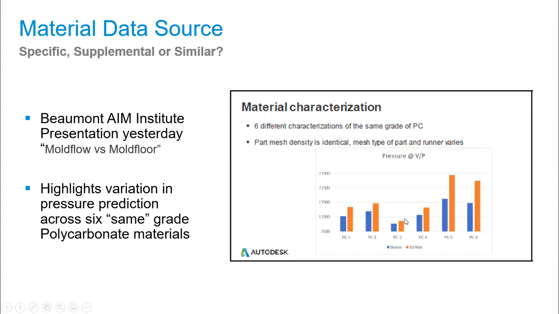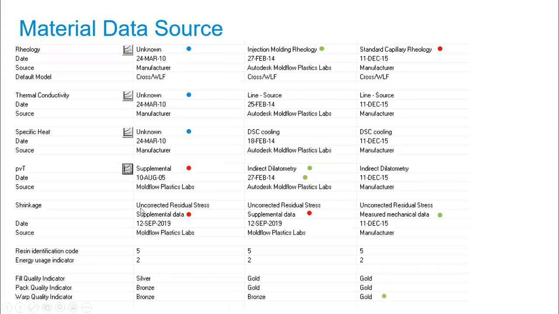So it just goes to show that you definitely want to do your homework on what you're going to use. As you're selecting a material, we talked about the material quality index showing you the completeness of the material. Definitely two things you want to look at as you're doing your analysis, to try to get a match between what you're seeing in reality and in simulation. And Brian, here's a great example of looking at different material data sources. I wonder if you can walk us through this one.